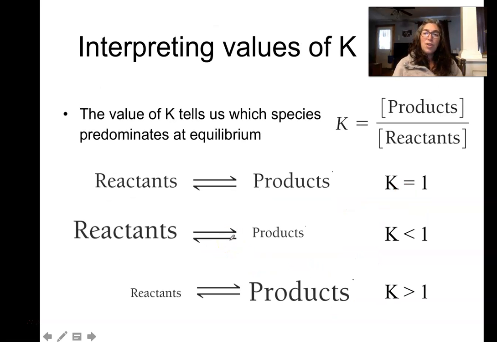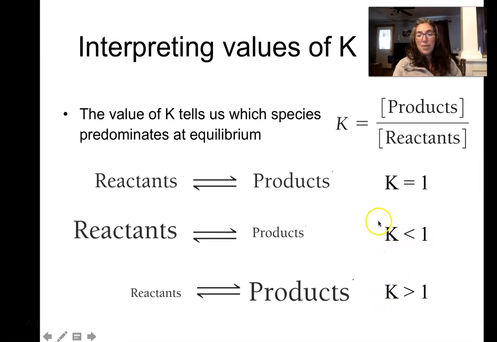You also should know what the value of K means. If K is equal to 1, that means that the concentration of the reactants and the products at equilibrium are equal. The numerator and the denominator are the same, so K will equal 1. A K equal to 1 is pretty rare. Most reactions don't stop halfway like this, where there's an equal number of each. More likely, the value of K will be either less than 1 or greater than 1.